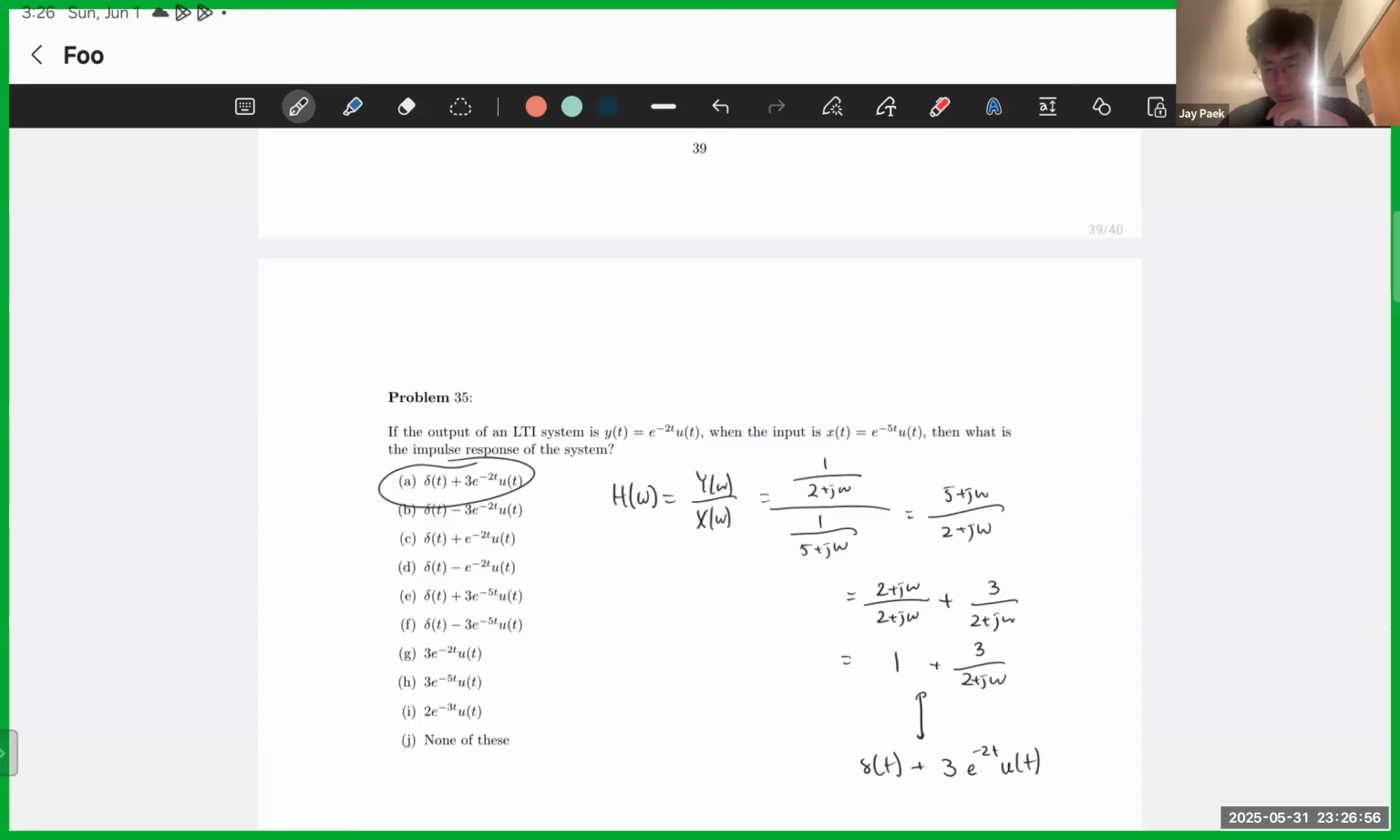First let me end the recording. Just because you can't take a Fourier transform of a function that blows up. So if you try to take the Fourier transform of e to the at u of t, it would blow up. That's true.